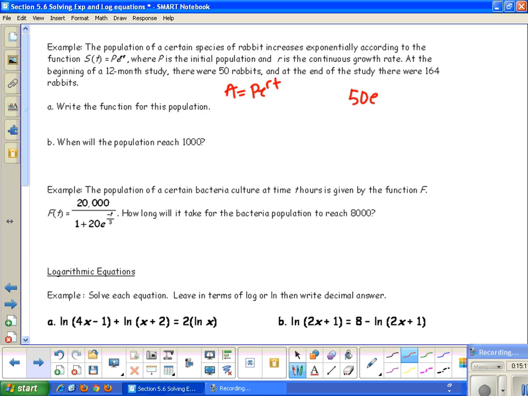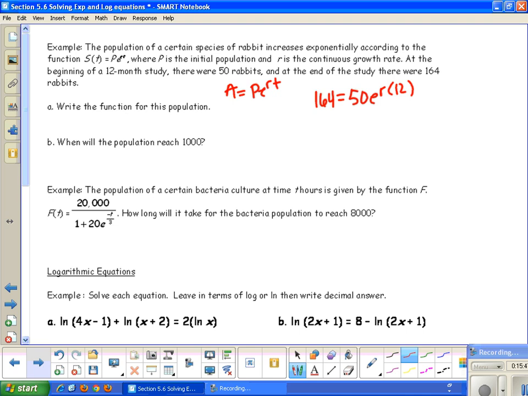And for this one, the only other thing it said is that at the beginning of a 12-month study, there were 50 rabbits. By the end of the study, there's 164. So I know that that's my amount. And my rate, we do not know. We have to solve for that. But I do know that time t, which is in months, is 12. So then I can go ahead and solve this equation. So I need to solve this equation for R.